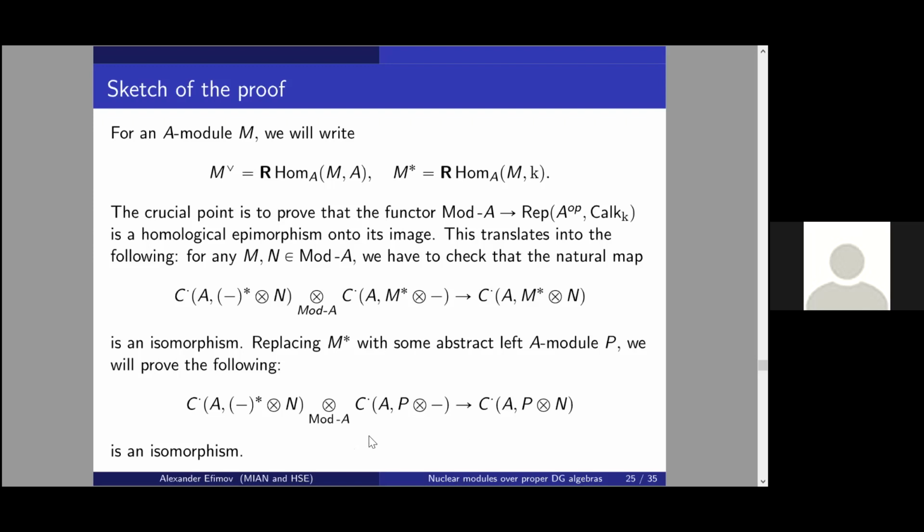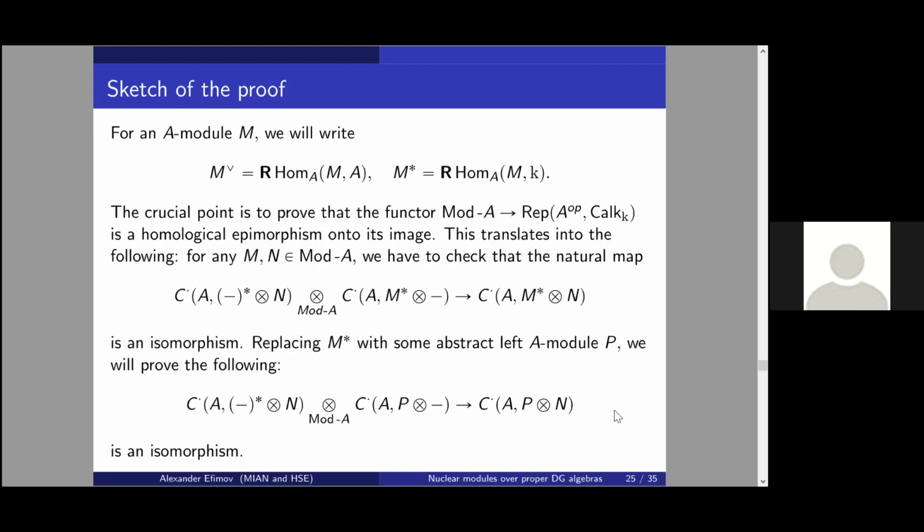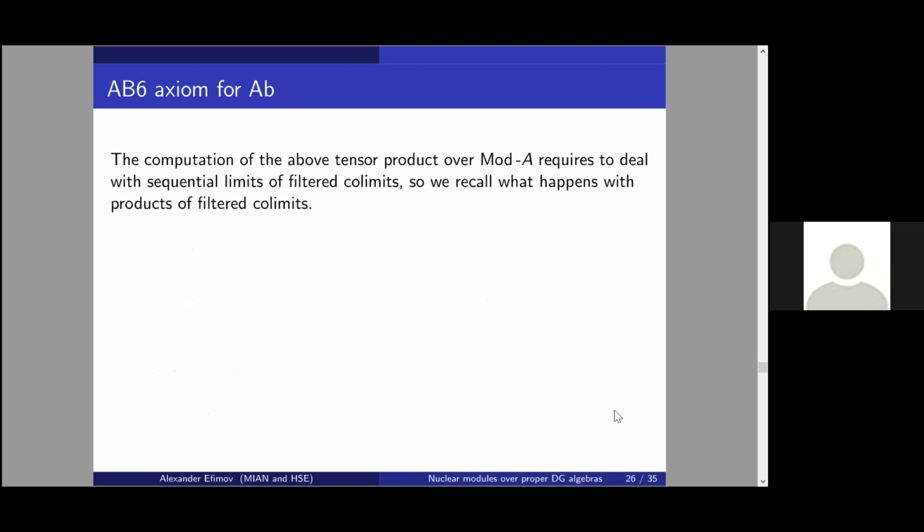And this looks a little bit surrealistic because it looks just totally impossible to compute such tensor products, because both modules are very far from being representable, and it's not clear how to compute this at all. But it turns out that you need to carefully deal with the interaction of limits and colimits here, sequential limits and filtered colimits. So I will briefly explain what's going on.